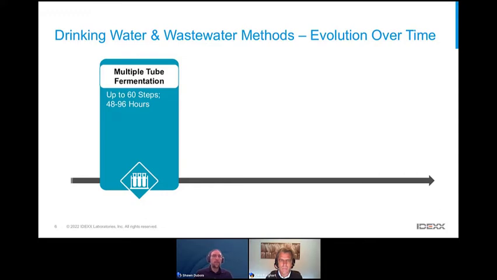So it's a very inefficient system in the fact that it takes a lot of steps. There's a lot of points where errors could occur, and it also takes up to 4 days to get a confirmed result. So it's not exactly quick. Also, it's not exactly the most accurate of tests either.